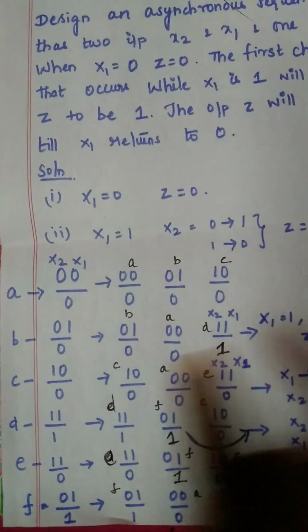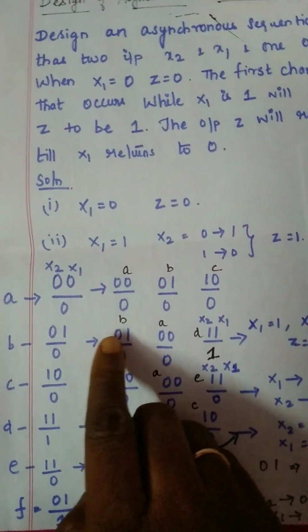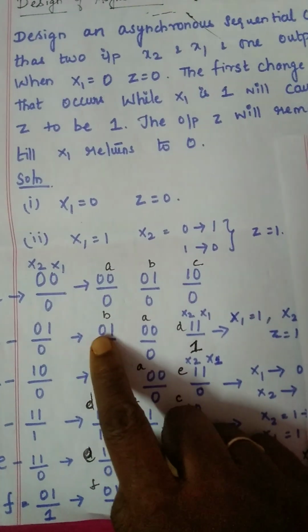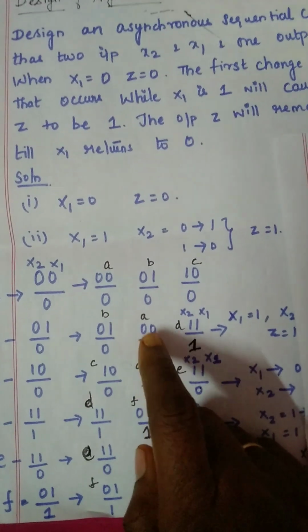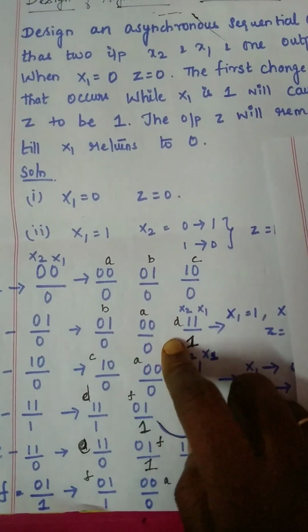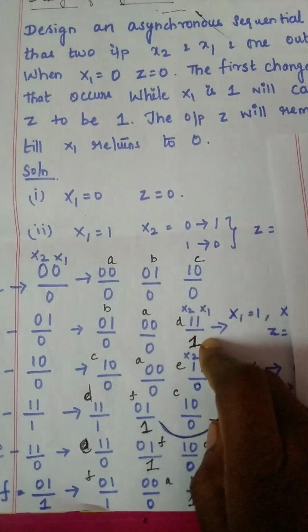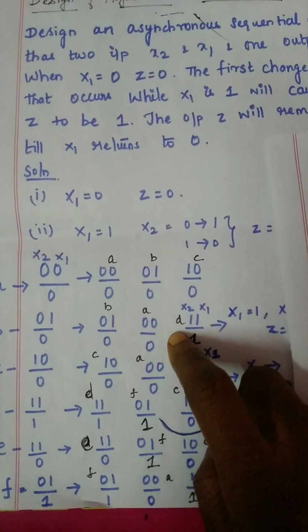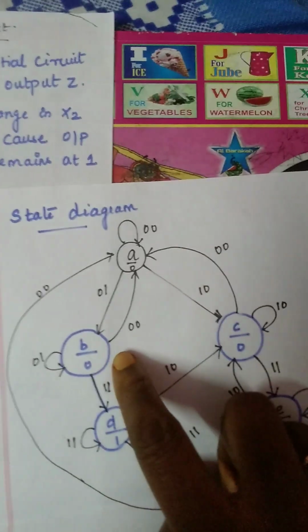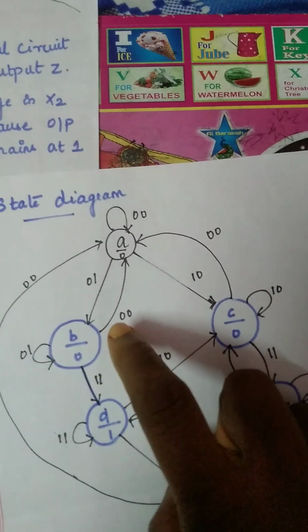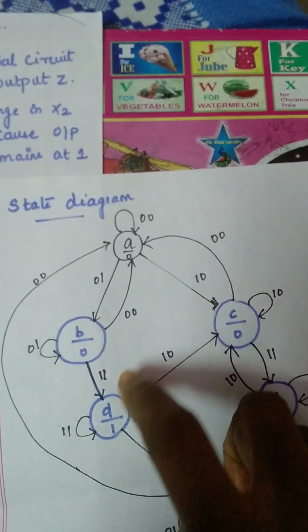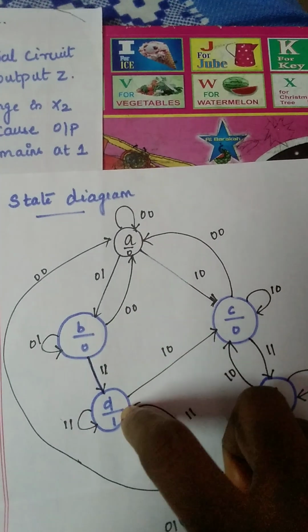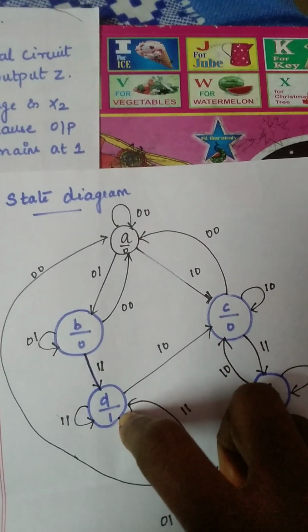Next, if you see the B, it can retain in the same state, it can move to A state, and it has introduced a new state as 1 1, output is 1. So this we have as D. So now the B state can retain in the same state, it is moving to A state, and it has introduced a new state D, and output is 1. Similarly, see the C.